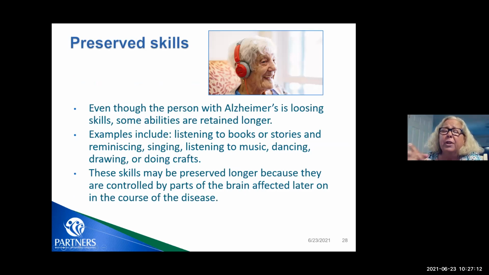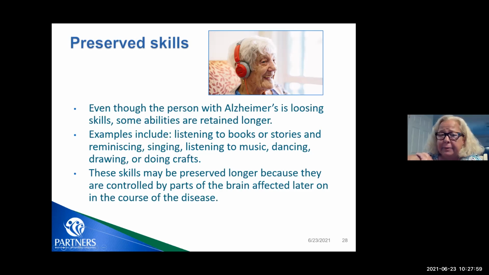Now, even though the person with Alzheimer's throughout the process of the disease is continuously, gradually, slowly losing skills, we know that there's some abilities that are retained longer. And these are important when you're a caregiver and you're trying to utilize as much as you can. And you want to encourage activities that involve the skills that are retained longer. Some of the examples of skills that are retained longer are listening to books. They lose the ability to read, but they can still listen to books or stories because their long-term memory, the memories from years and years ago, are more intact for longer.